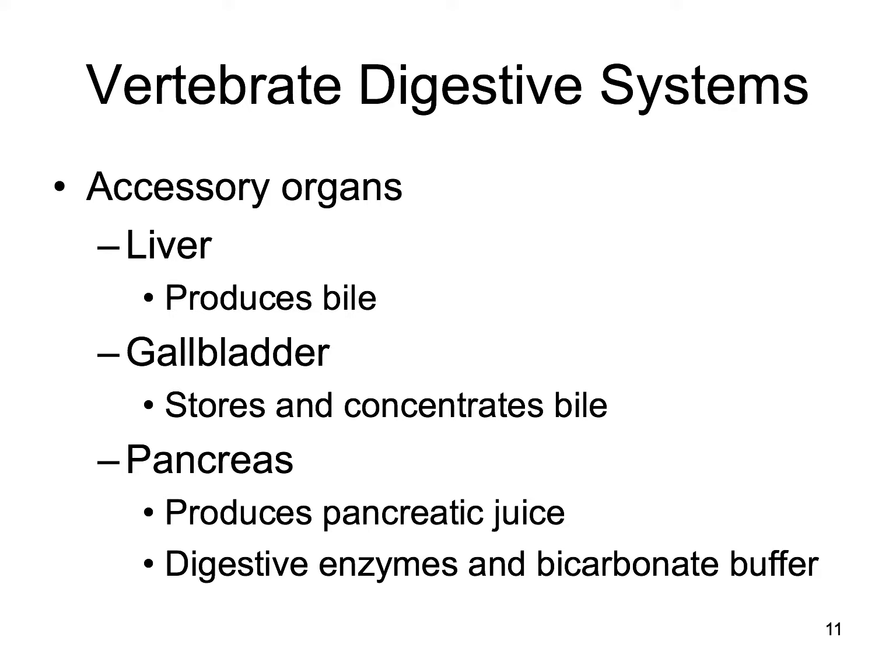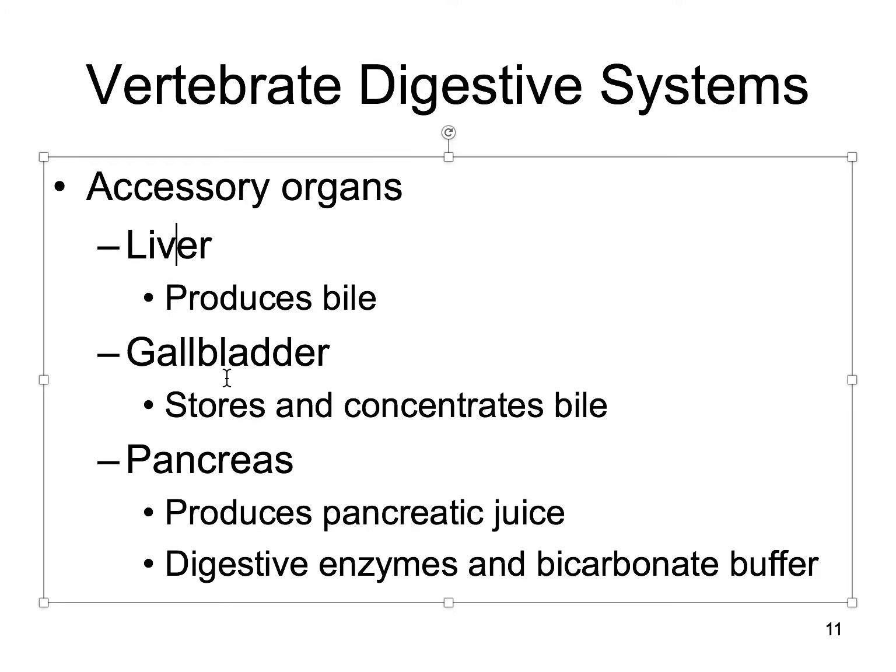So those three major accessory organs are liver, gallbladder, and pancreas. These are the three main ones that I care about. The function of the liver in the digestive system is to produce bile. It does a number of other things that I don't care about. The liver produces bile, or bile salts. The function of the gallbladder is to store the bile. It concentrates the bile and helps release it. But the gallbladder is where bile is stored. The liver is where bile is made.